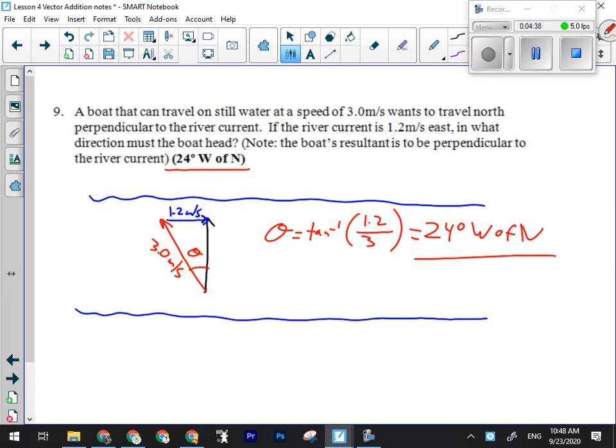Shouldn't it be sine? Sorry, it should be sine, yes. I'm so used to using tan. Good catch, Davis. Sine to the minus 1. Absolutely right, yeah.